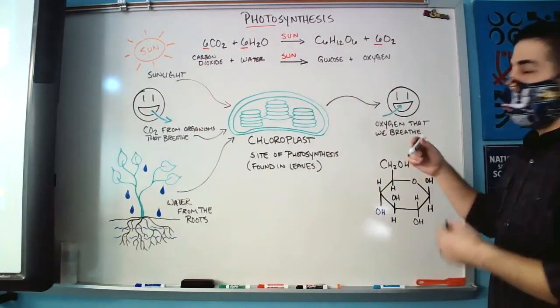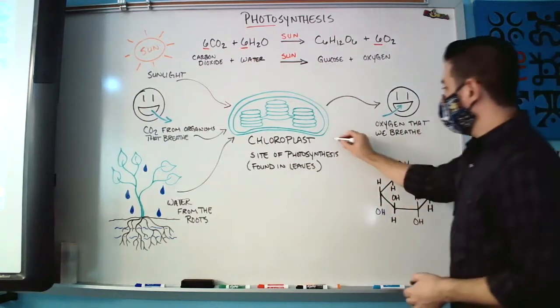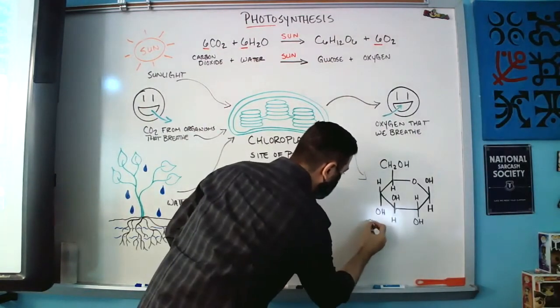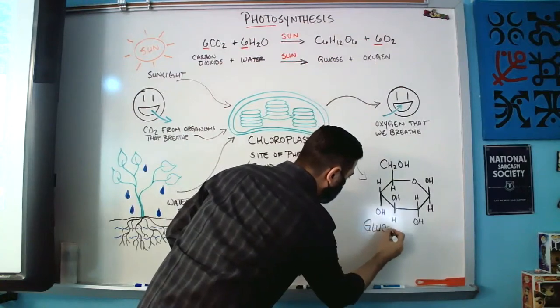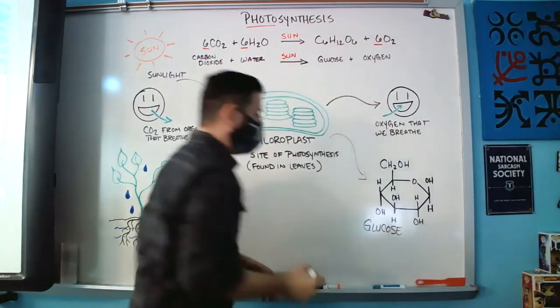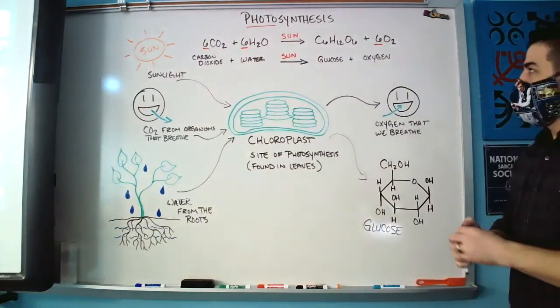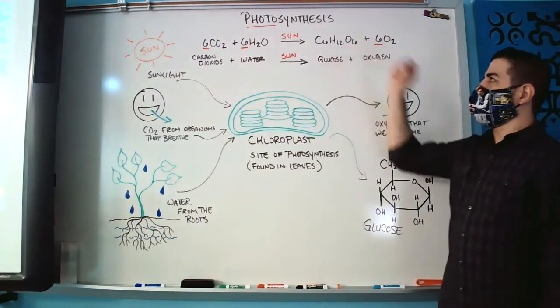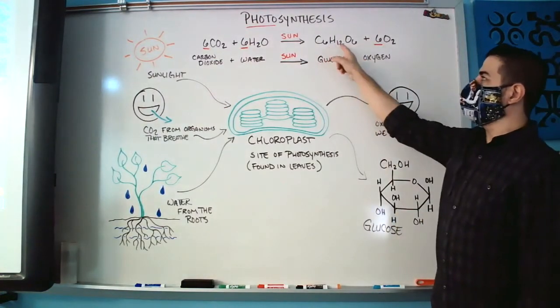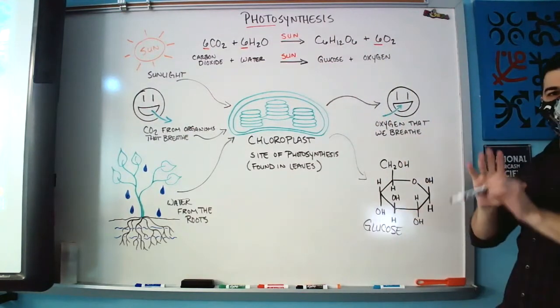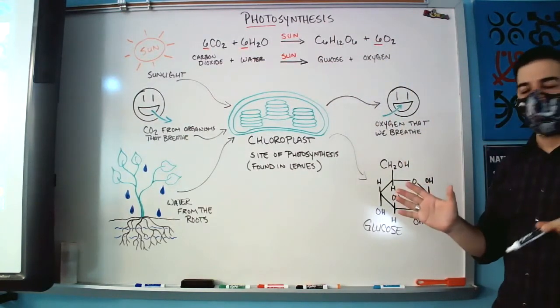The other thing that we get, the most important part, is going to be glucose. Glucose, there's our glucose molecule. And if you look at what it's made of, carbon, hydrogen, oxygen, there's a specific ratio to how many carbons, hydrogens, and oxygens we need. And they're not all going to match up here because this is just a simplified diagram to represent glucose.